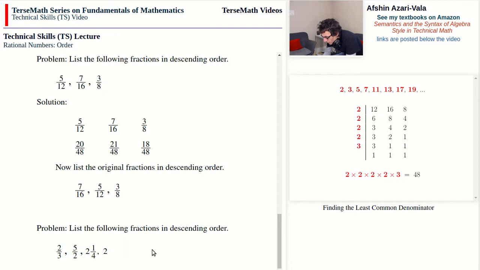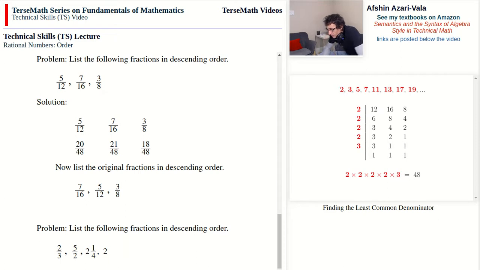Alright, so what happens if you have mixed numbers and whole numbers in the mix? We want to list the following fractions in descending order: 2/3, 5/2, 2 1/4, and 2. Now again, with small numbers, it's not that difficult to just visualize them and tell. And I am using small numbers just so that we can illustrate ideas. But when the numbers get larger and more complicated, of course, visualization may not work very well. But it's a skill that I recommend that you should have, at least with common fractions, which we use relatively commonly in dealing with problems.